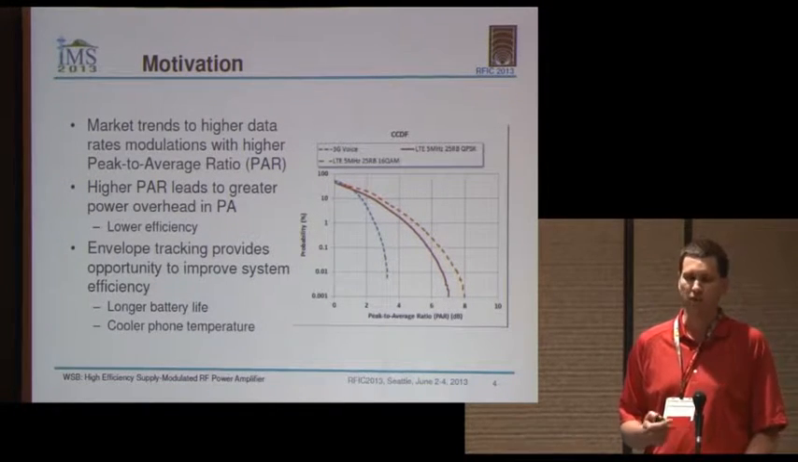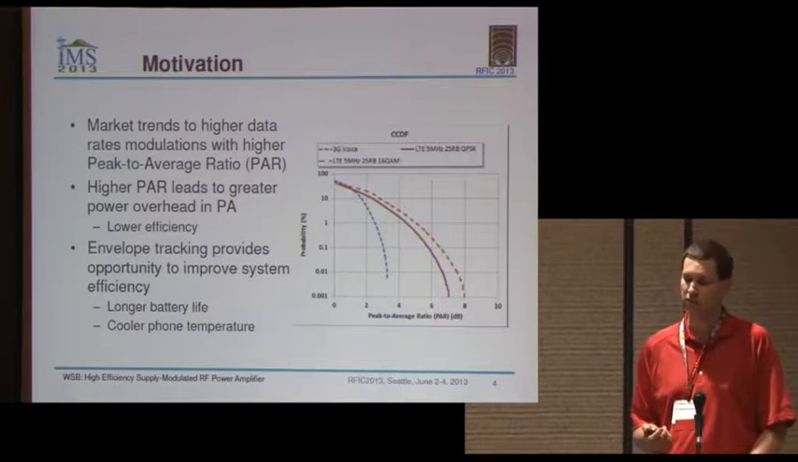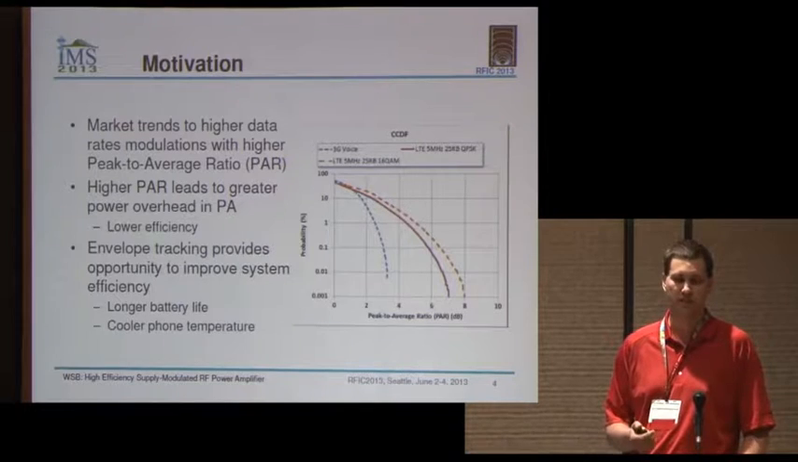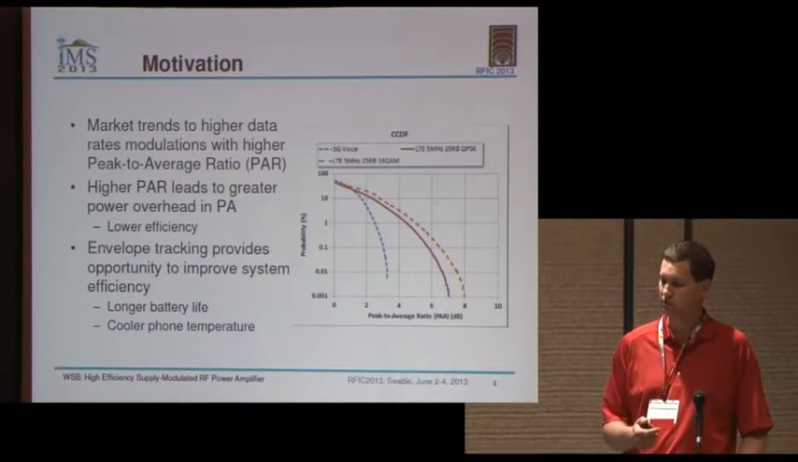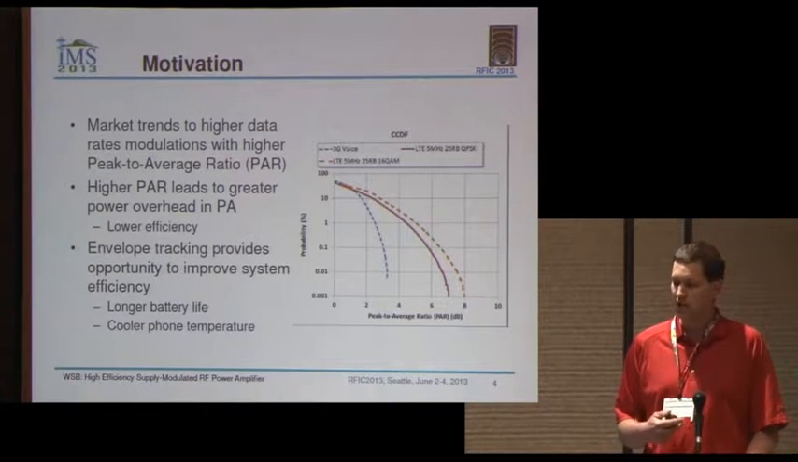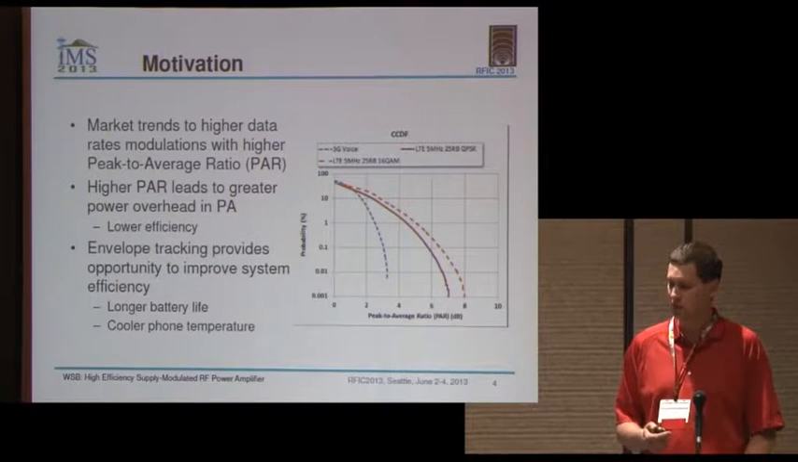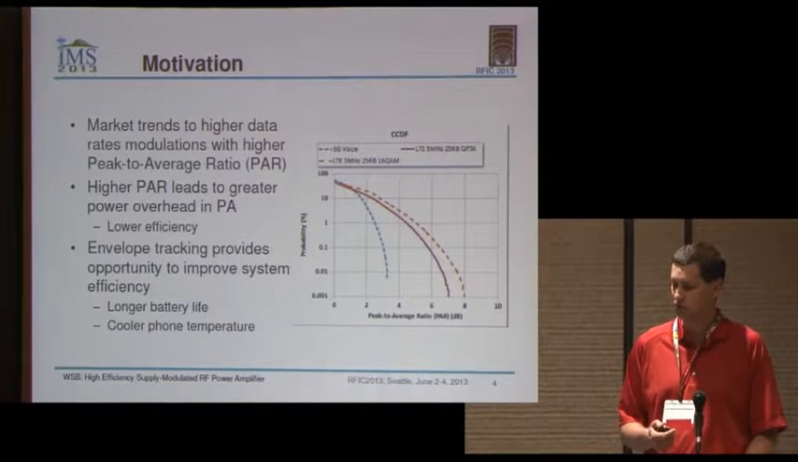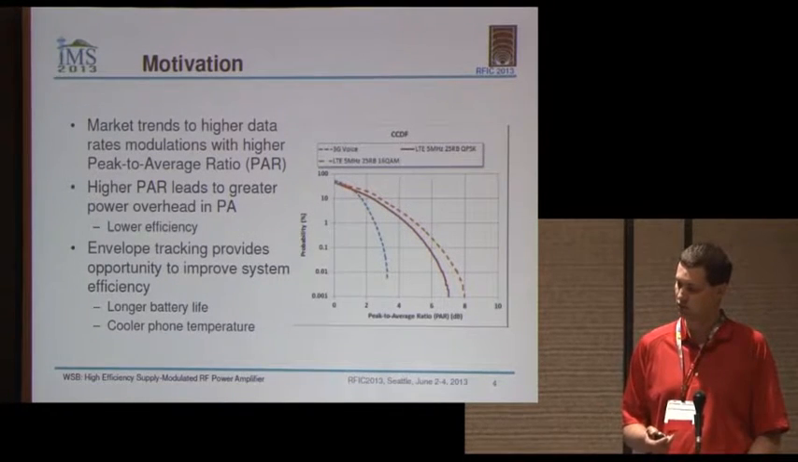So if you're operating from a fixed supply for the PA, the higher peak to average ratio pushes your PA to a further power back off, generating lower efficiency in the PA. So this higher peak to average ratio makes it attractive to use an envelope tracking solution in the handset and actually provide an efficiency benefit over the fixed VCC supply solution.